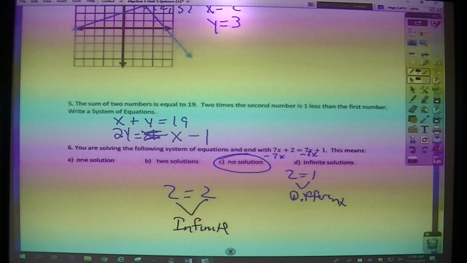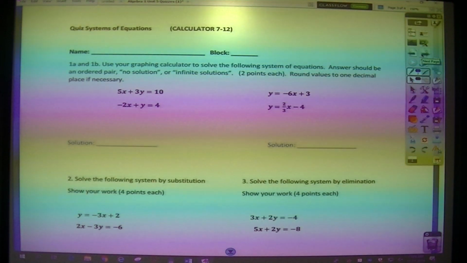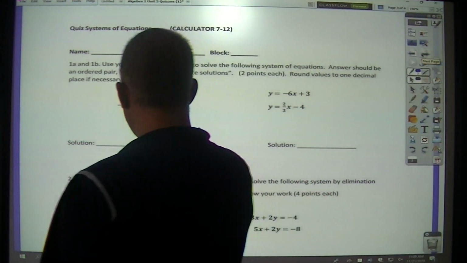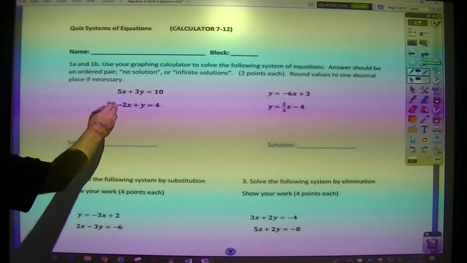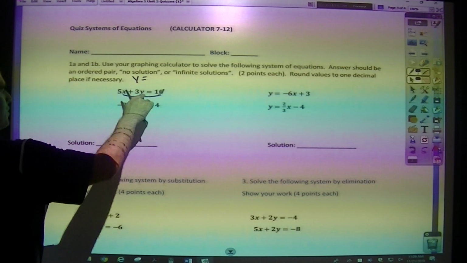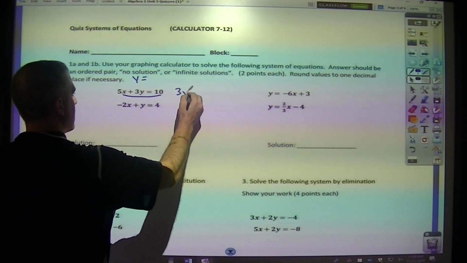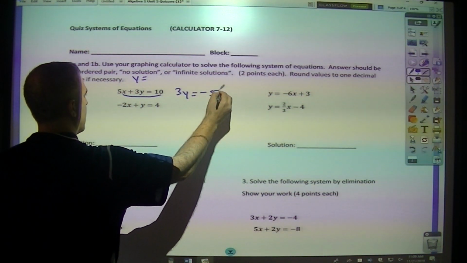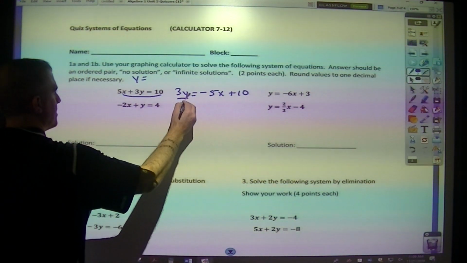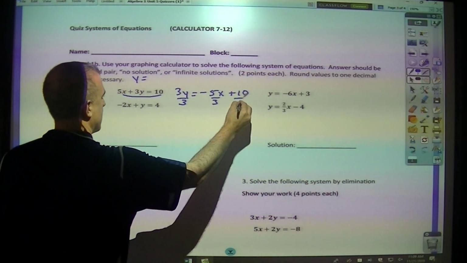Okay, moving on. This next part is the calculator. Okay, so this first part we have to graph. So I have to get this into y equals. So the idea is when this moves over to here, the big thing is it's going to change sign, and that will stay positive 10, and then I divide both parts by 3.